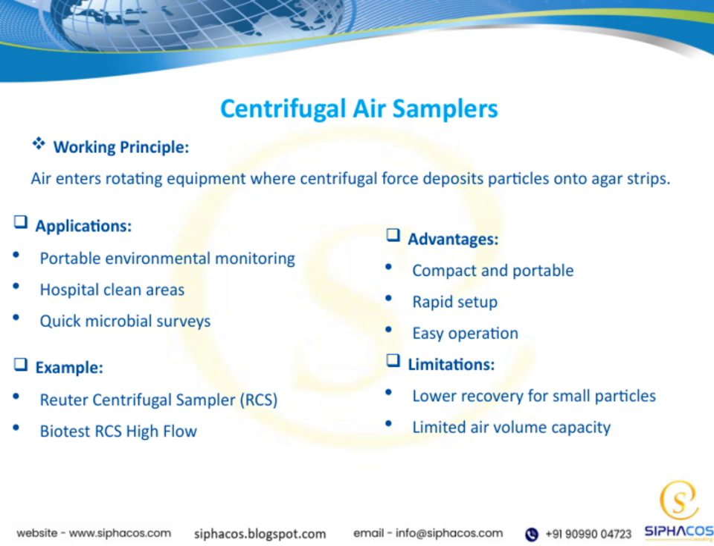However, it's important to recognize their limitations. For small particles, the recovery rate can be lower, meaning they might not capture every tiny microorganism present. Also, their air volume capacity can be limited, which might restrict their effectiveness in highly contaminated environments or when sampling large areas. Overall, centrifugal air samplers are a valuable part of our toolkit, especially when portability and quick results are priorities. They fit well into the broader theme of efficient and practical air quality monitoring methods.